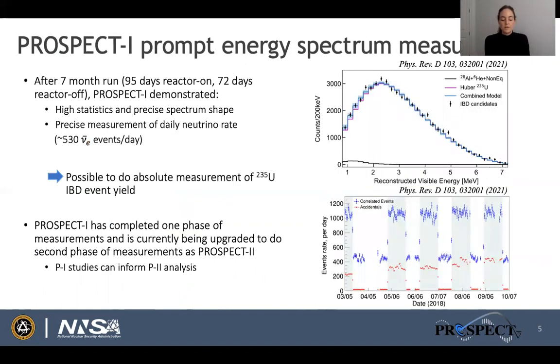After a 7-month run at HFIR, PROSPECT demonstrated high statistics and a world-leading precision in a uranium-235 spectrum measurement, which demonstrates that it's capable of making an absolute flux measurement. PROSPECT is also being upgraded to a second phase, which will be capable of higher statistics and better background rejection to make even more precise measurements. So we can use this study to inform the PROSPECT-II analysis.